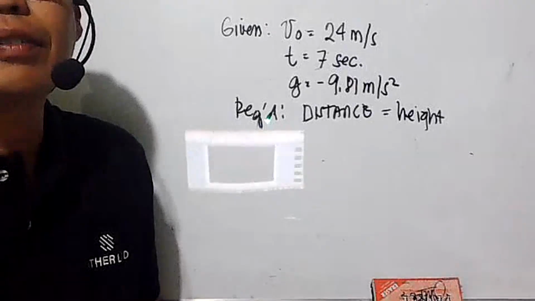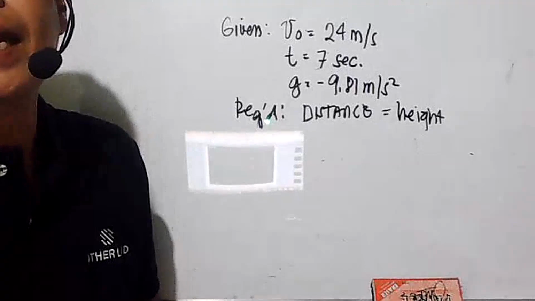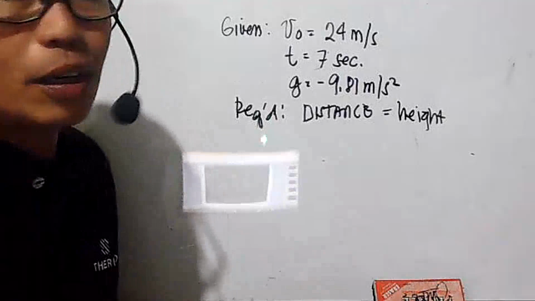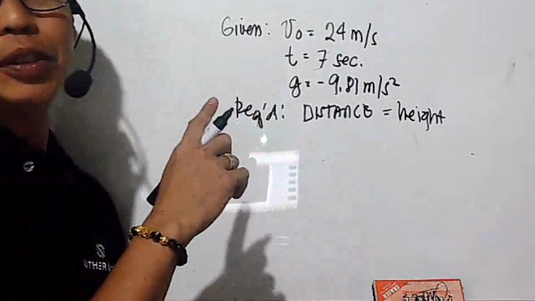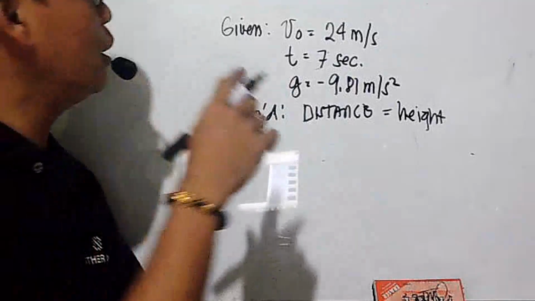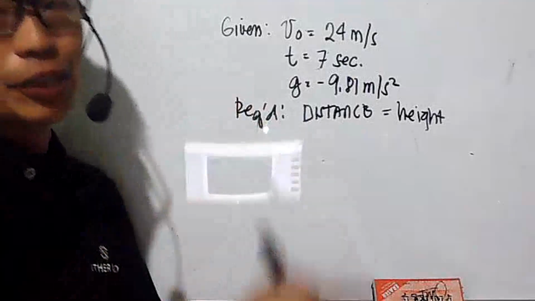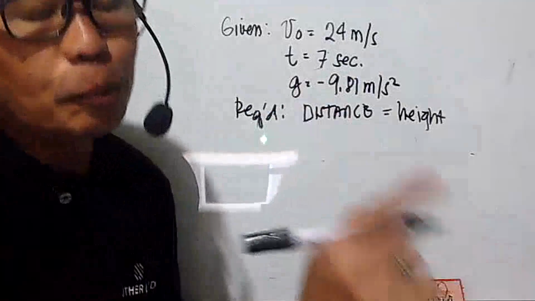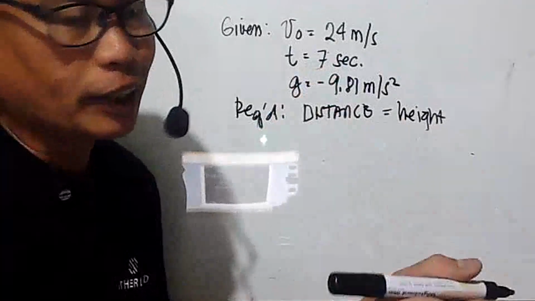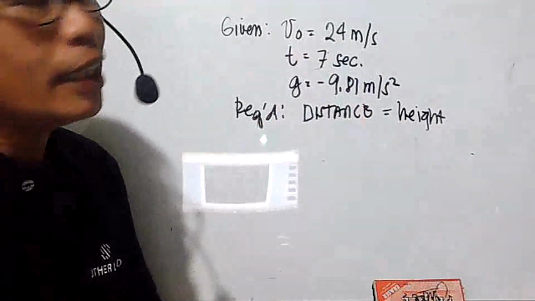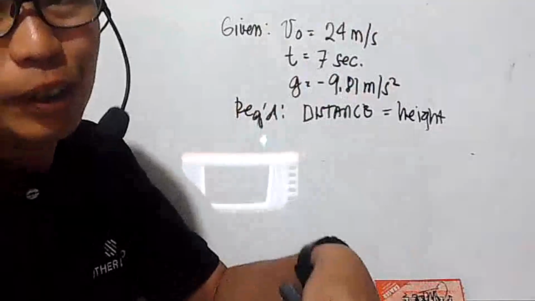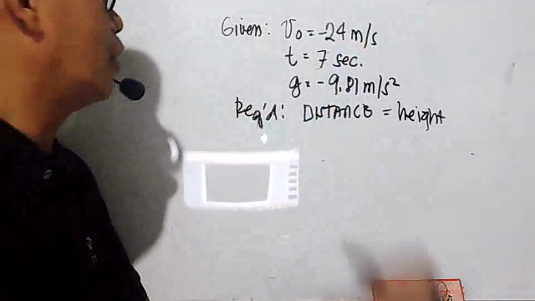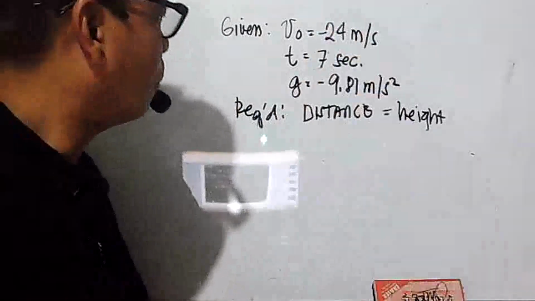Okay, so let's try to solve this problem. I repeat, you are given the speed of 24 meters per second. But in our formula, we're using velocity. So dapat yung speed, which is scalar, should be converted to a vector quantity, which is the velocity. Now, ang velocity mo, since going down, the sign is negative. Ganun din yung gravity natin, negative siya, it's going down pa rin siya.